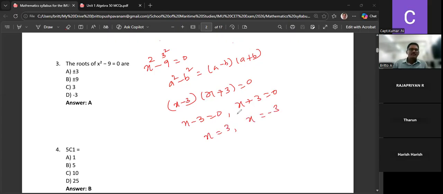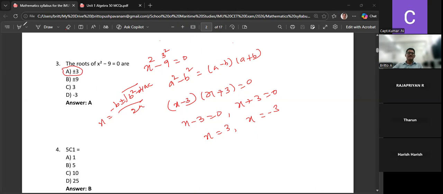So the solution of x square minus 9 equal to 0 is plus or minus 3. So the correct answer is A, right? You understand? Here you can even use a formula, the quadratic equation formula, which is x equals minus b plus or minus root of b square minus 4ac divided by 2a. You can use this formula, right? Or here I'm using the formula a square minus b square.